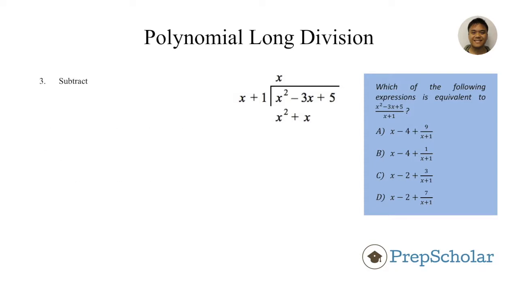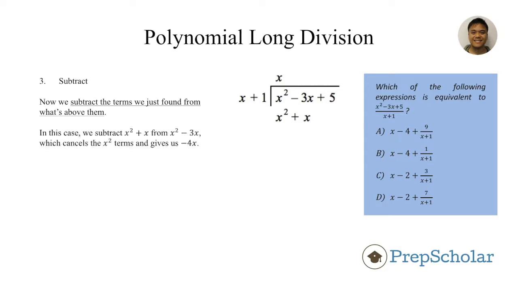Next, we're going to subtract. We're going to subtract the terms we just found from what's above them. In this case, we're going to subtract x squared plus x from x squared minus 3x. The x squared terms are going to cancel, and negative 3x minus x is going to give us negative 4x. So it's going to look like this. Again, we're subtracting vertically.